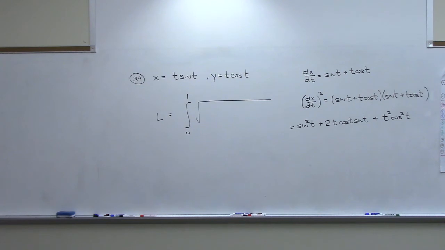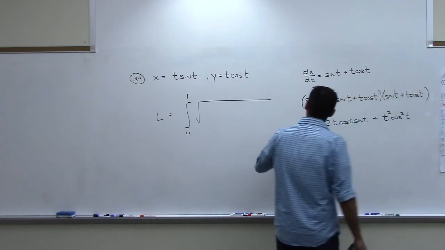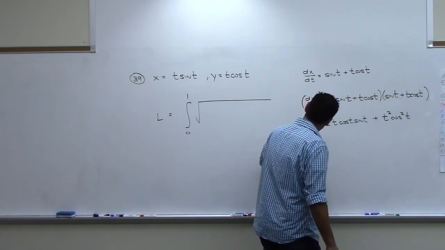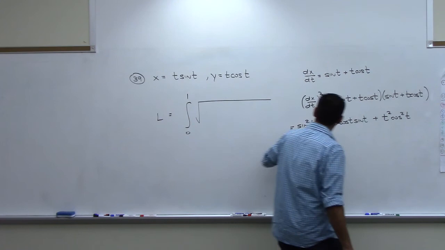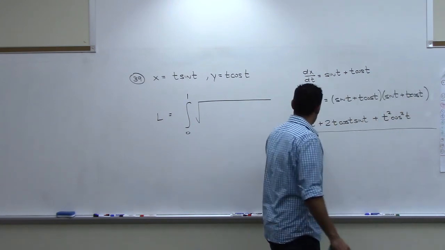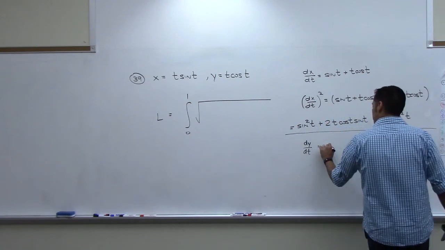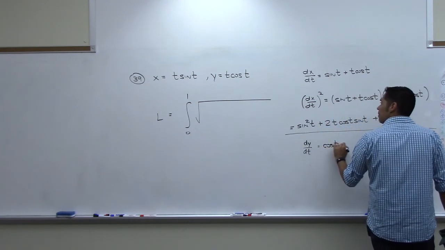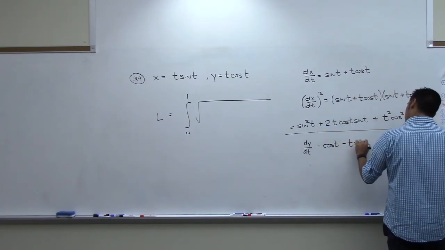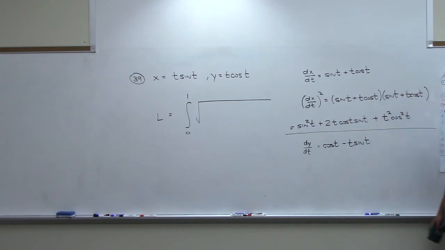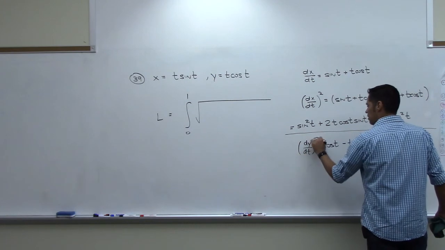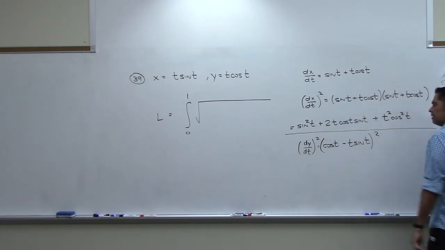Now, let's just leave it. Okay, now what's dy dt? So this is a separate thing here. Should be very similar, but with some minuses in there, right? So we first have cosine t, but then it's going to be minus t sine t. So that's our product rule. Let's square it right here, just to save myself from writing it again.